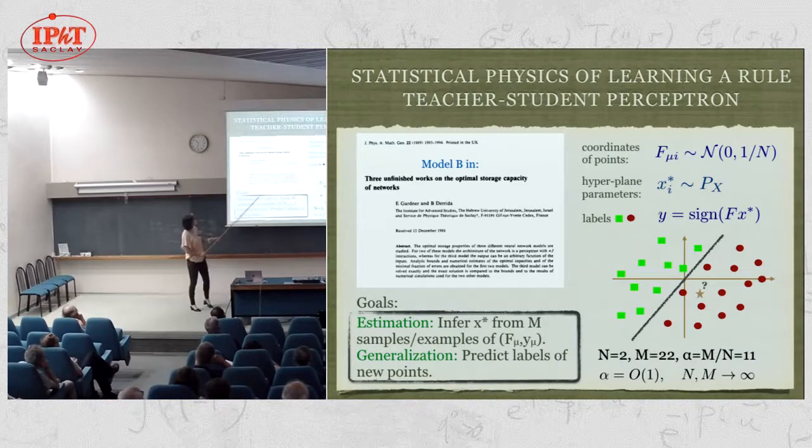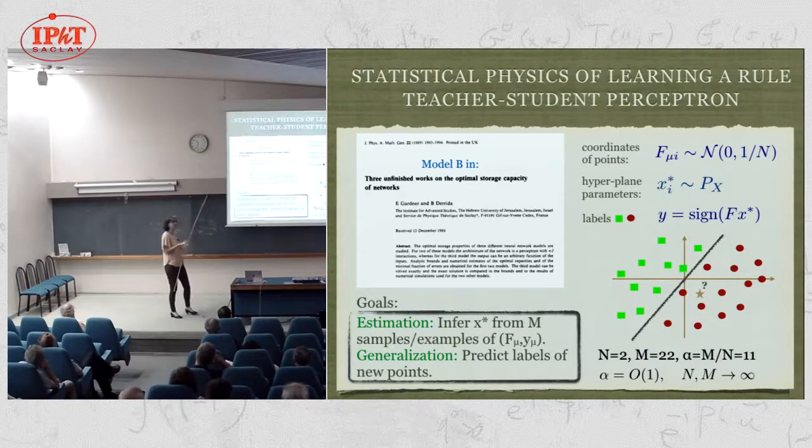And the goal is to infer the X star from the set of examples F mu and Y mu. And so that's one important question. Can we learn back that X star? And in classification problems, in these problems of cat and dog, the important concept is that if I give you a new picture that you haven't seen previously, your function should be able to tell if it is a cat or a dog.